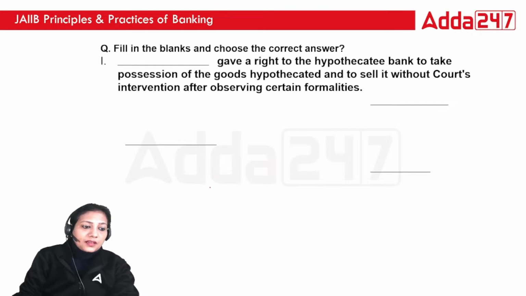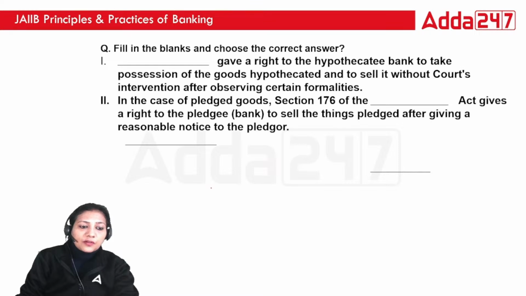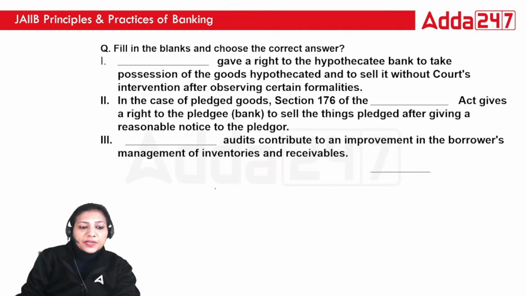Fill in the blanks and choose the correct answer. Dash gives the right to the hypothecatory bank to take possession of the goods hypothecated and to sell it without court's intervention after observing certain formalities. In case of pledged goods, Section 176 of the dash Act gives the right to the pledgee bank to sell the things pledged after giving a reasonable notice to the pledger.